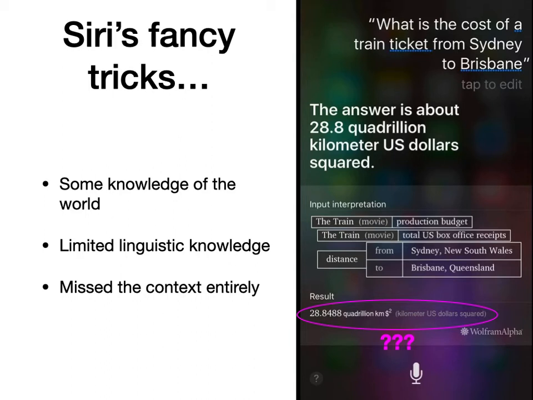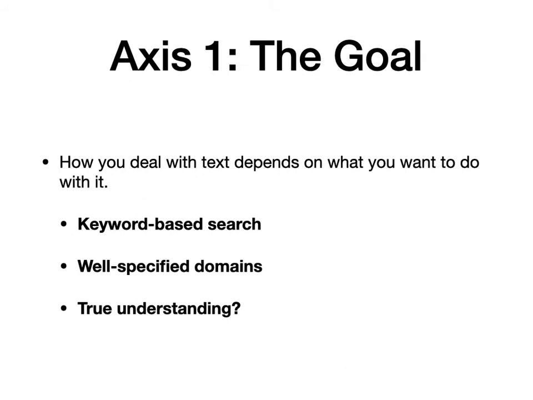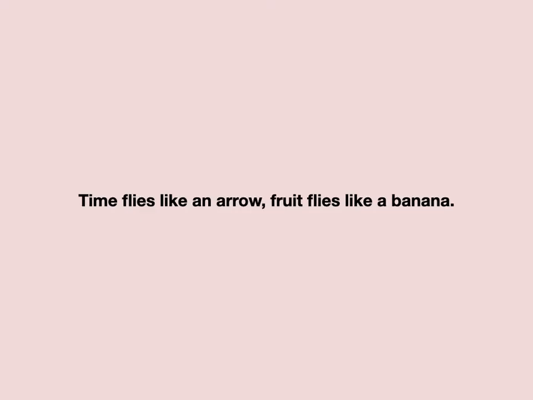So this kind of illustrates you have to understand what your goals are because you can't guarantee that your system is going to have general applicability. Now the question is, hey, can we try to get to true understanding of language? Well, let's explore that. So consider this. Time flies like an arrow, fruit flies like a banana. What do you need to do to understand this sentence?